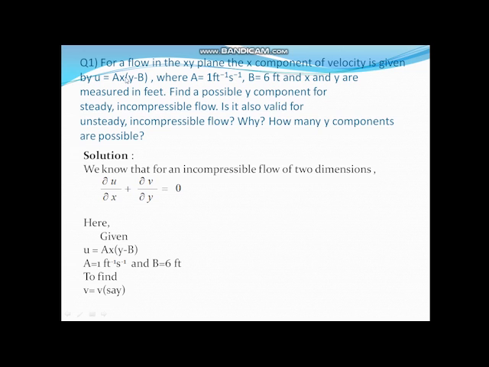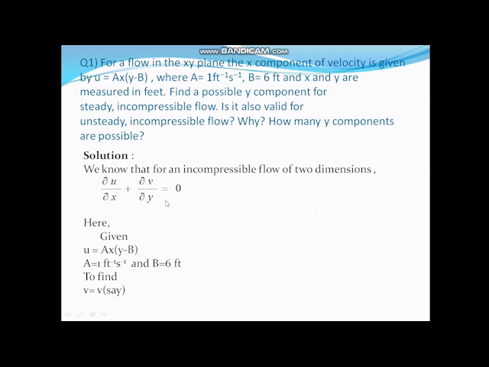So we are given the x component and we need to find the y component. It is given that it is incompressible flow, because you have to find the y component for incompressible flow. So this entire flow is incompressible. So if the flow is incompressible, it will follow this particular equation, del u by del x plus del v by del y equal to 0.